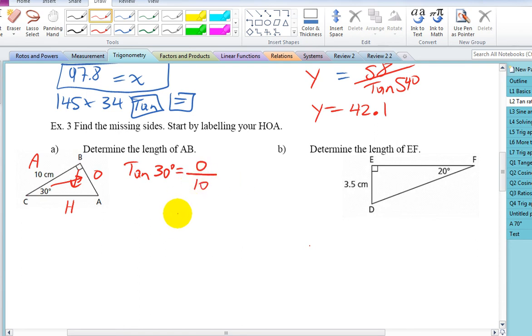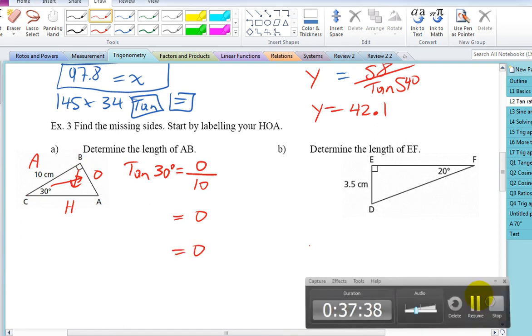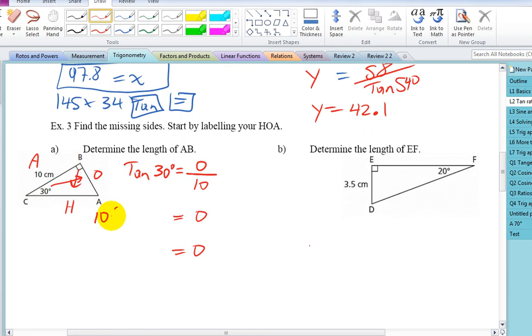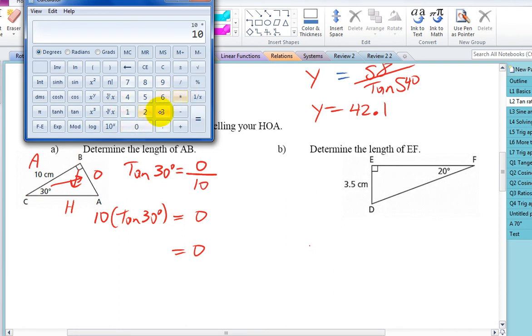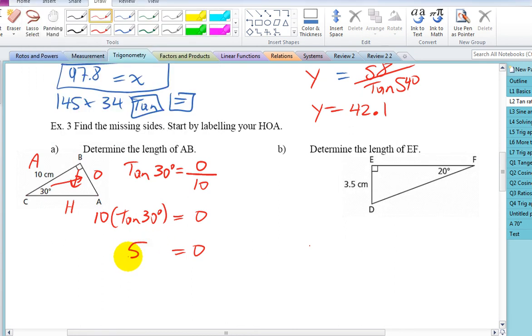Go. Do your line of work. One line of work, then your answer, you lazy buggers. Whoops, that was recorded. I mean, you nice students. 10 times tan 30 degrees. So 10 times tan 30 degrees is your work. Then go to your calculator, and you get 5.77, which rounds to 5.8. Hands up if you got that. Awesome. Do the next one now. Label your HOA.